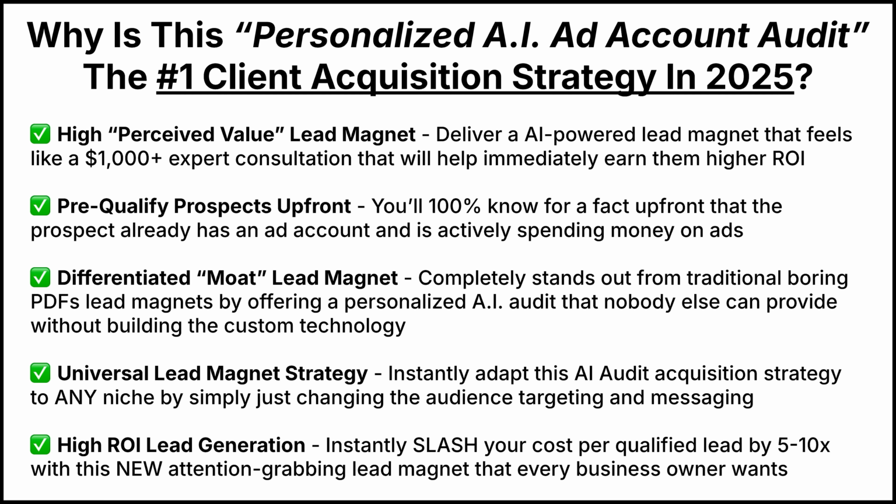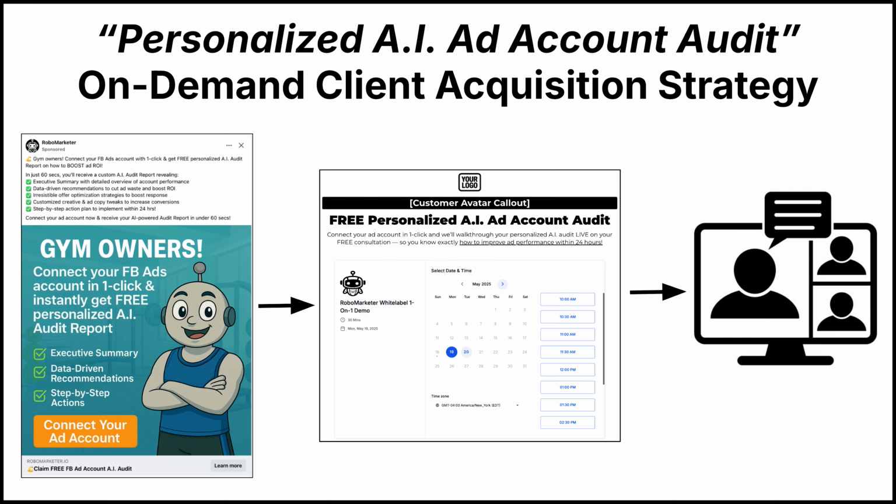And Number 5, as we talked about, it's a high ROI lead generation strategy where you're able to instantly slash your cost per qualified lead by 5 to 10x with this brand new attention-grabbing lead magnet that every business owner wants. So how does this personalized AI ad account audit strategy work in practice?